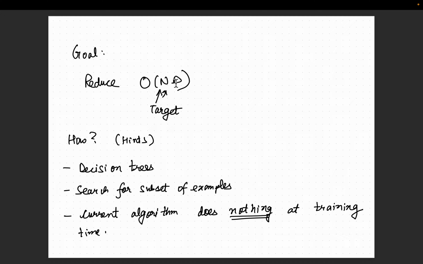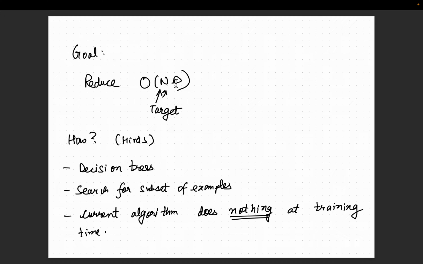Instead of looking at n examples, look at what decision trees do. They divide your samples into smaller subsets, into smaller regions. Now, if you take some path from the root to the leaf, you would be considering a smaller set of examples. So that's the key idea. We want to reduce the number of examples against which we compute the distances.